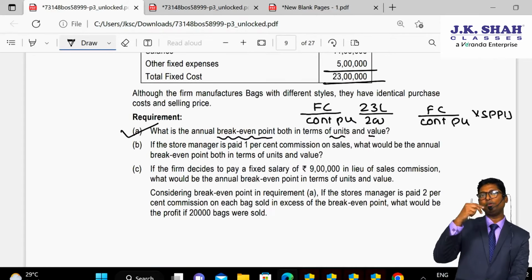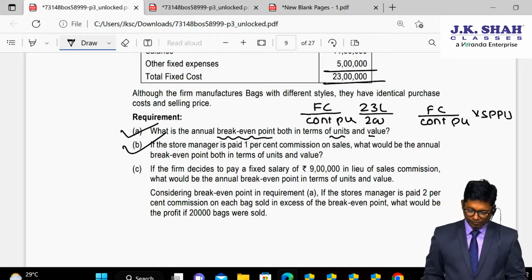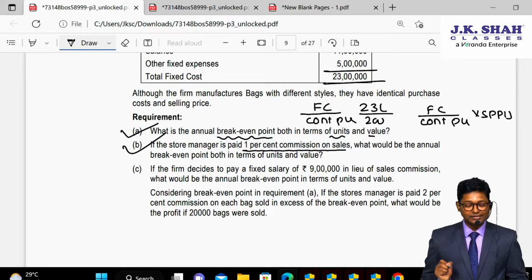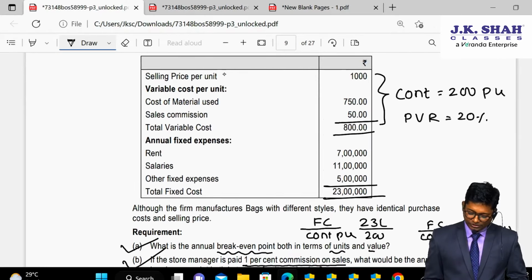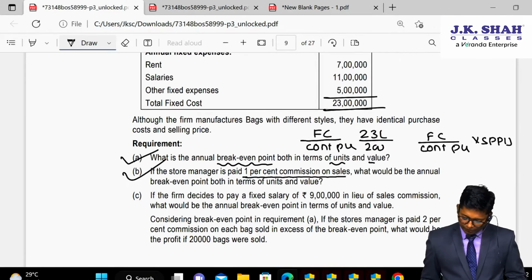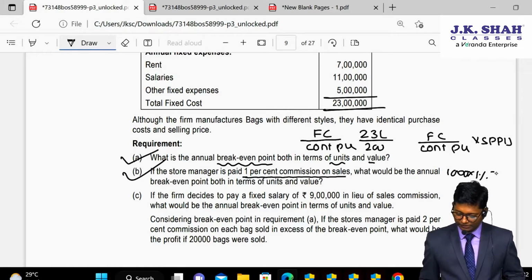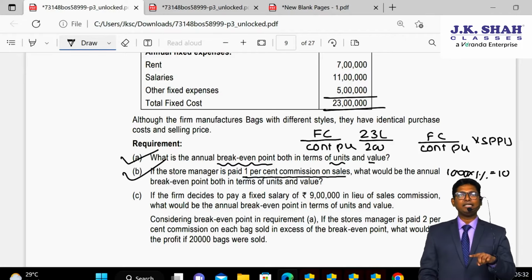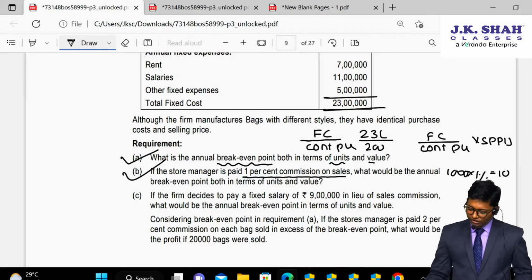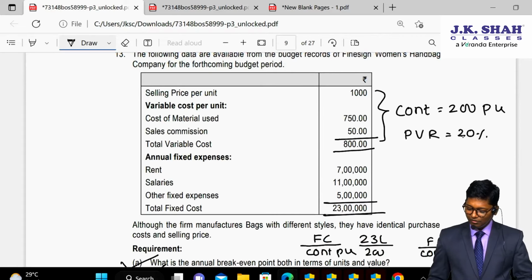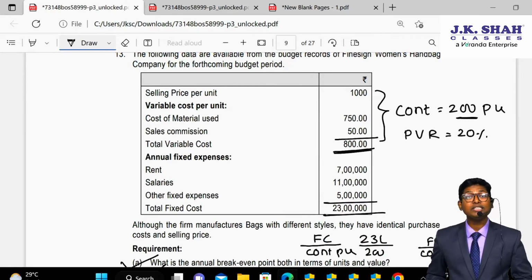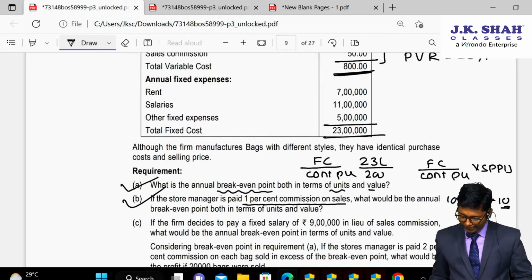There is a little twist included in point number B. If the store manager is paid 1% commission on sales, 1% commission means your selling price is 1,000. When you multiply this 1,000 by 1%, you will get additional commission. 1,000 into 1% is 10 rupees. Now commission is on sales, so because of commission your variable cost will increase by 10. What was the variable cost initially? Variable cost initially was 800. Now this will become 810.